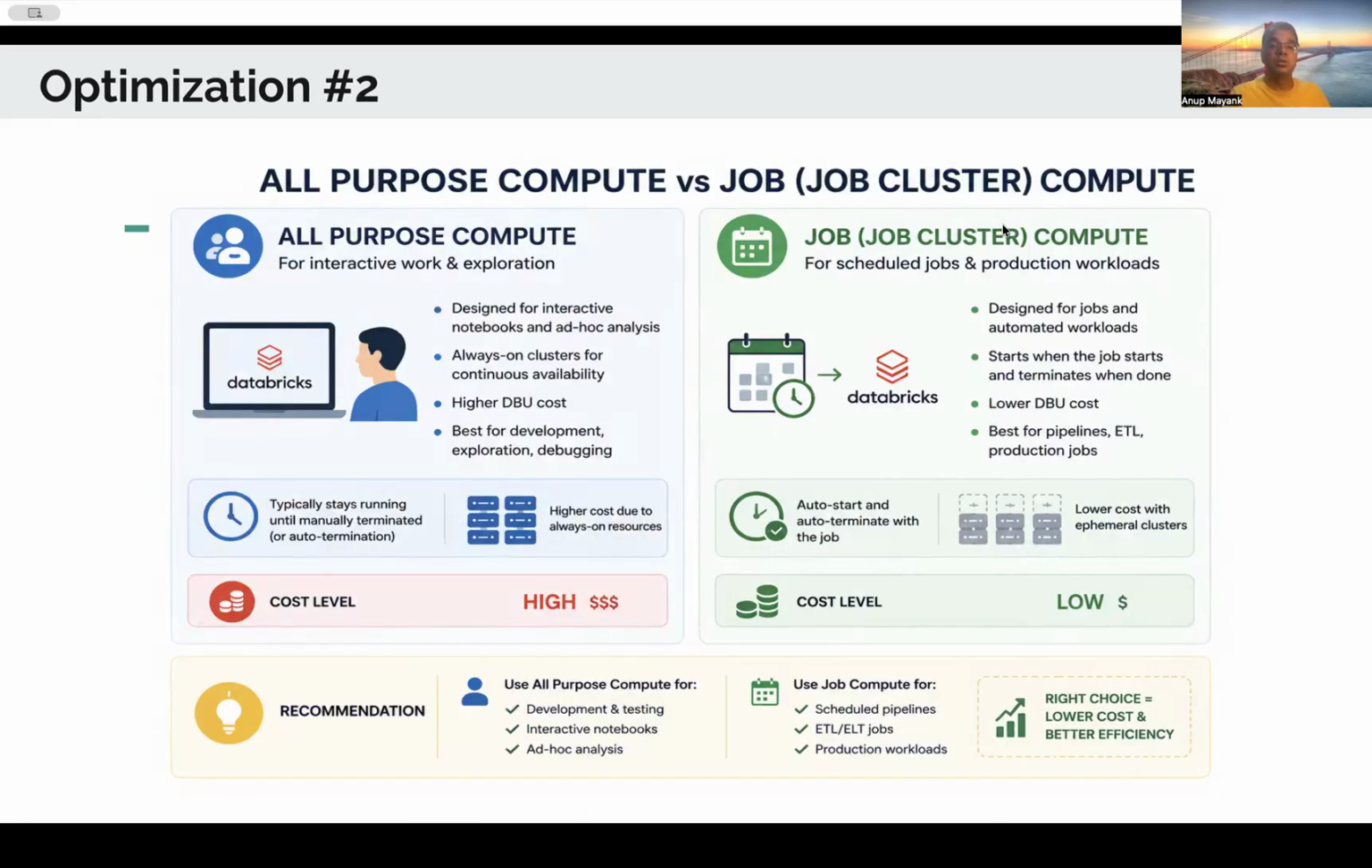Second, there are two types of compute clusters. One is all-purpose compute, and the second is job cluster compute. All-purpose compute is for interactive work and exploration. For example, you are doing some analysis, debugging and developing, and these are very short-lived. If you are using it for that, that's fine, but its cost is higher. Whereas job clusters are for predictable scheduled jobs, and for those, Databricks provides lower cost clusters.